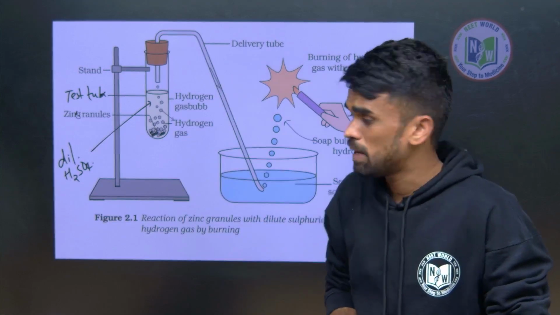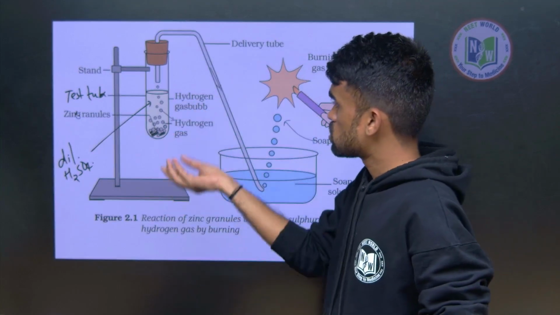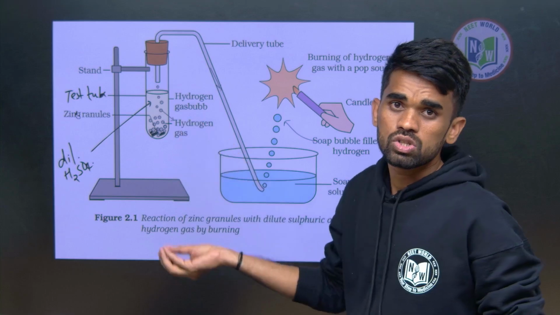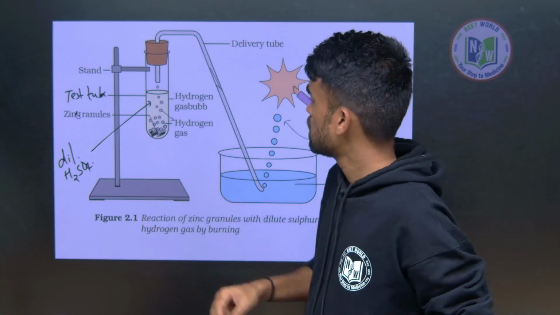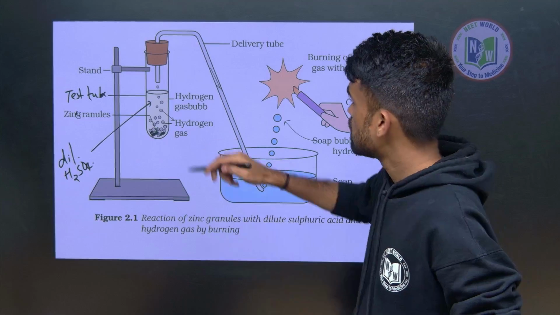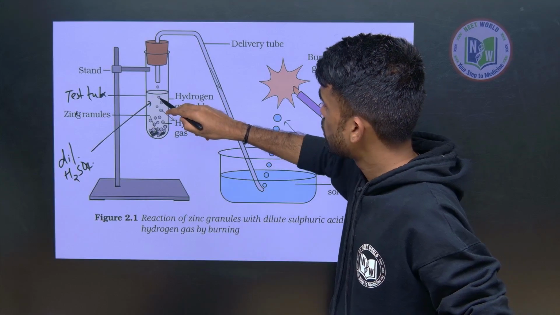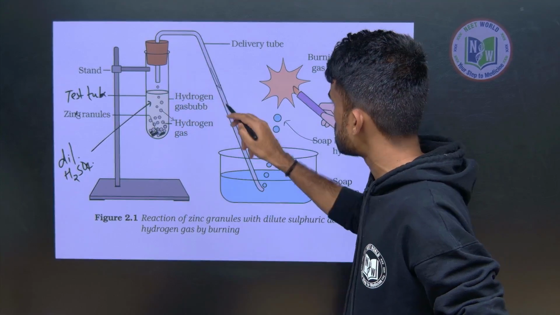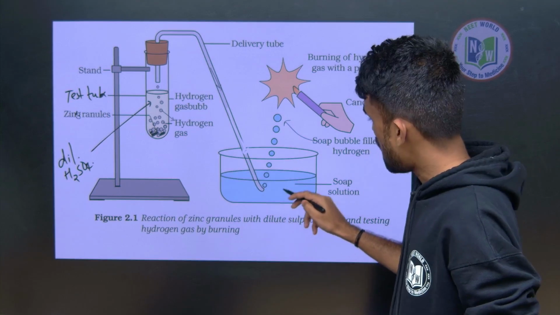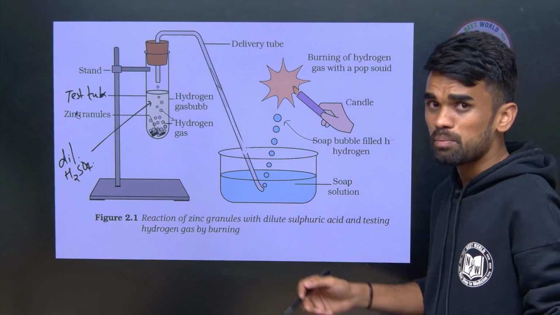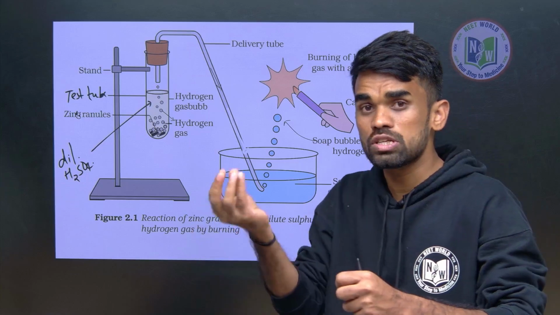So now what happens? Slowly some bubbles will be coming out. So what are those bubbles? Those bubbles are hydrogen gas. How do we know those are hydrogen gas? The hydrogen gas will enter into this delivery tube and come out towards this side, and here that tube is adjusted to the soap water. Now that gas will fill into the soap bubbles.